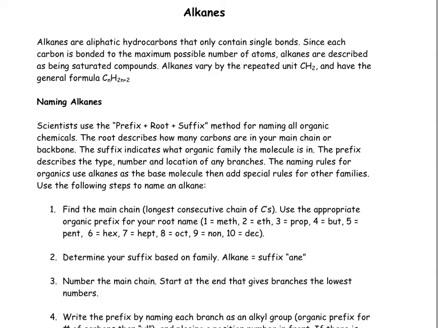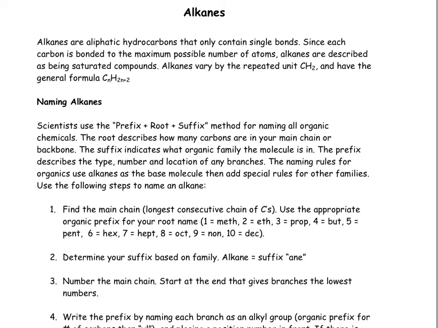So here are the steps for naming an alkane. Step number 1, you have to find the main chain, which is the longest consecutive chain of carbons. You use the appropriate organic prefix for the root name. If you've got 1 carbon, it's meth, 2, eth, 3, prop, 4, but, 5, pent, 6, hex, 7, hept, 8, oct, 9, non, and 10, dec. Step 2, determine the suffix based on your family. Because we're dealing with alkanes, which have all single bonds, our names will end in ane, A-N-E.